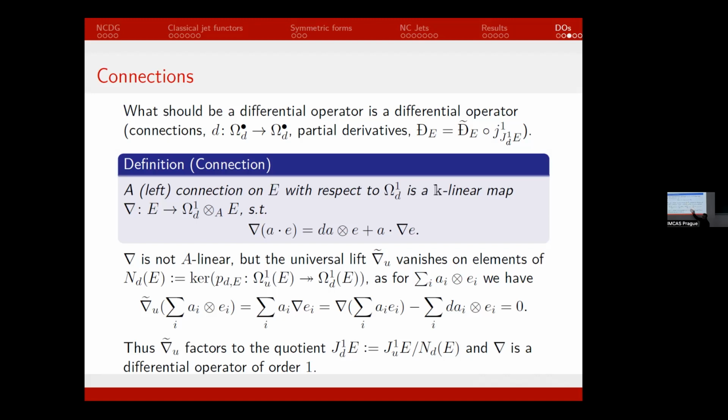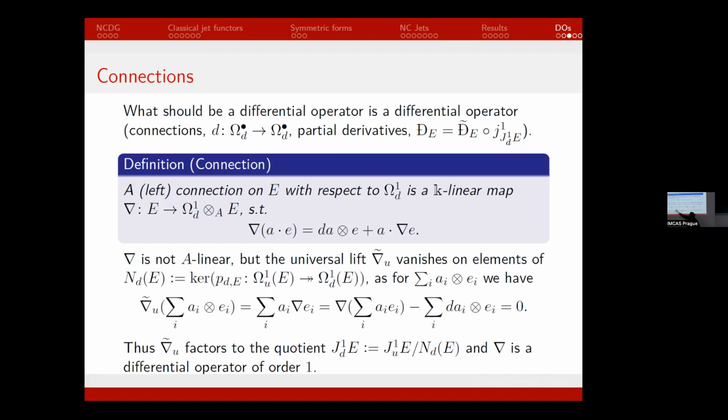We have a natural lift of this object, which we denote with lambda tilde of u here. And it turns out that it vanishes on the elements in ND, which I recall was the kernel of the natural map from omega 1 of u to omega 1 d. In particular, there are elements of this form such that they belong to omega 1 of u, so the product of these two is 0. And when I apply PD of E it is 0.